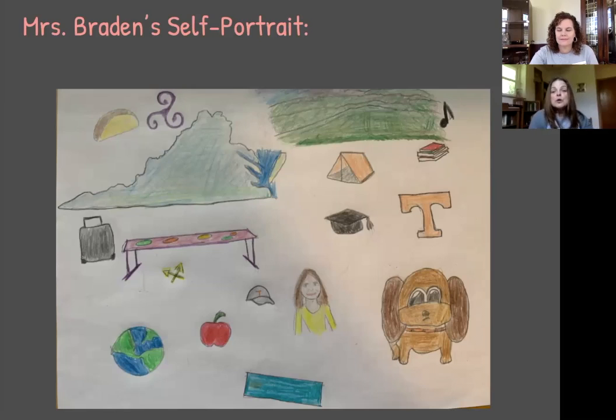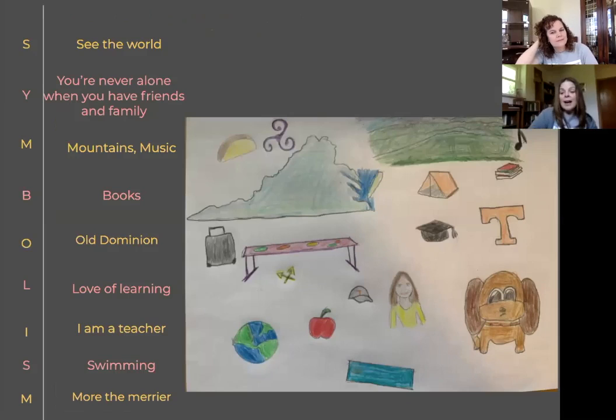So let's go through why I chose these things. Okay, so what you have here is S. And so S is for see the world because I love to travel. So I have a globe and a suitcase. And why I have the globe? Because one of my goals in life is to go to every continent in the world.